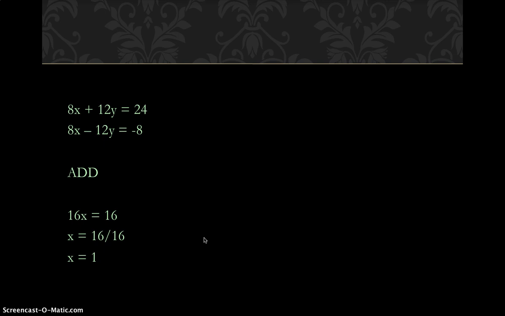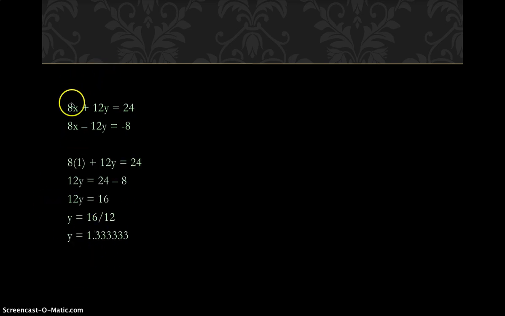So it's 16x equals 24 plus minus 8, which is equal to 16. So 16x equals 16. X is equal to 16 divided by 16, because we bring this 16 to this side, and that's equal to 1. X is equal to 1.